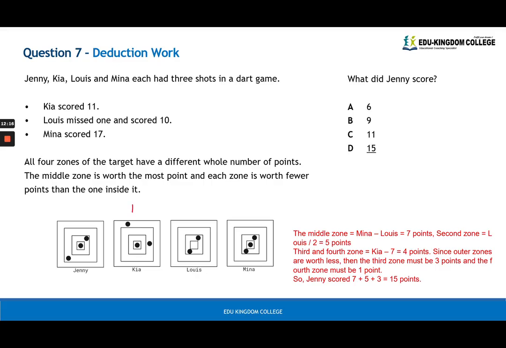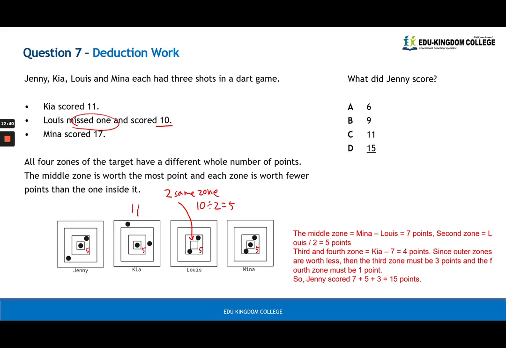Kia scored 11. Now Louis missed 1 and scored 10. If you see for Louis, he has 2 in the same zone, and both of them must have the same points. So you can do 10 divided by 2, and you get 5. So that means this zone just outside must be worth 5.